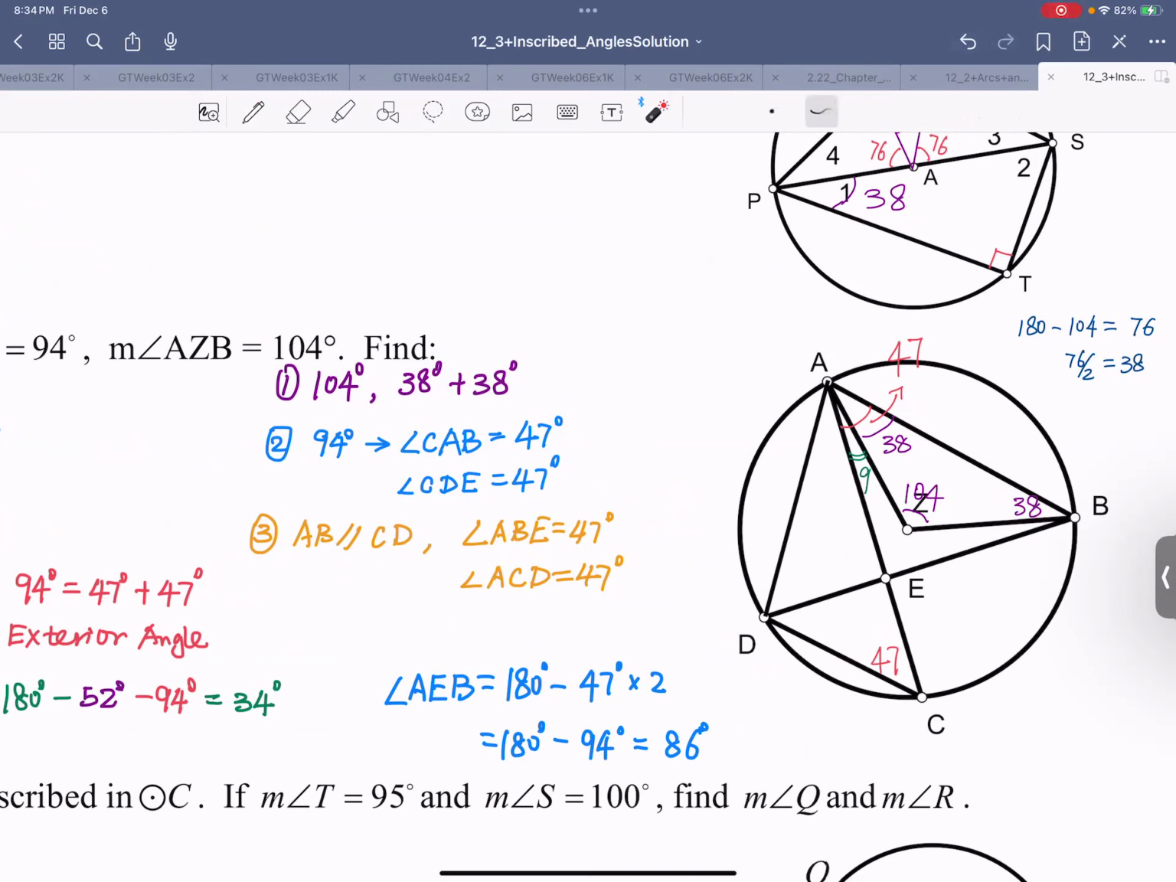Next. Let's see here. We learned the theorem today. This arc here is 47. So how much is here? This is 47. This is? 47. Yes. This is 47. That is 47. That is 47. Can we calculate that? Exterior angle theorem. How much is here?